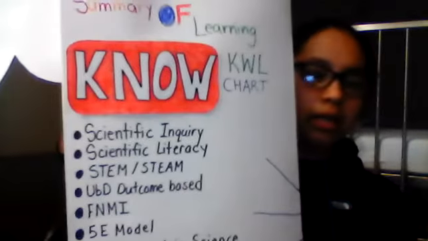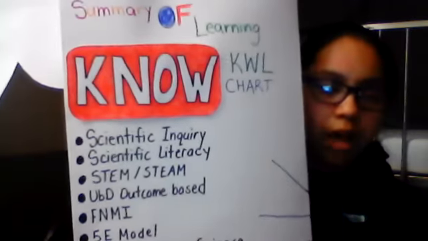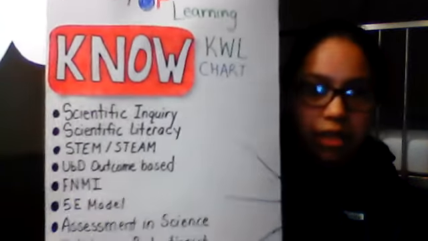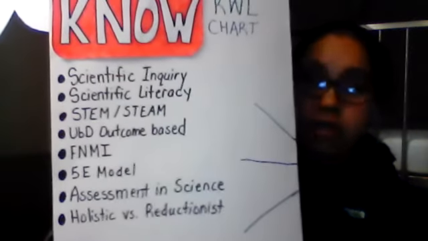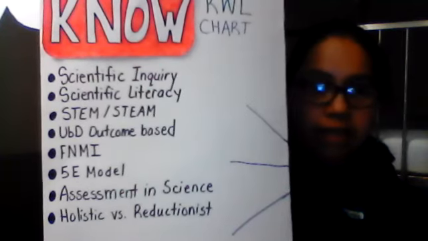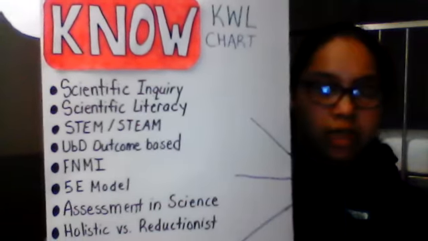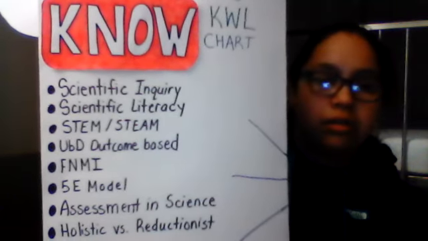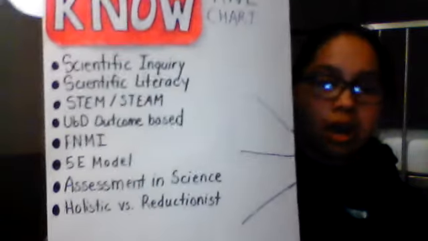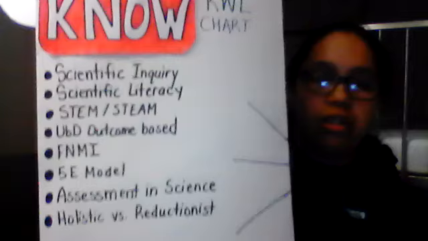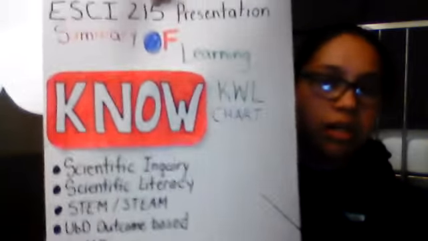So this is what I know. I know that the Saskatchewan curriculum has a lot to do with the scientific inquiry of student learning, scientific literacy, STEM or STEAM, UBD outcome-based templates for units, and First Nation, Métis, and Inuit teaching strategies and concepts. I learned the FIVEE models, assessment in science, and holistic versus reductionist. So with this chart, this is my summary of learning. That's what I already know.